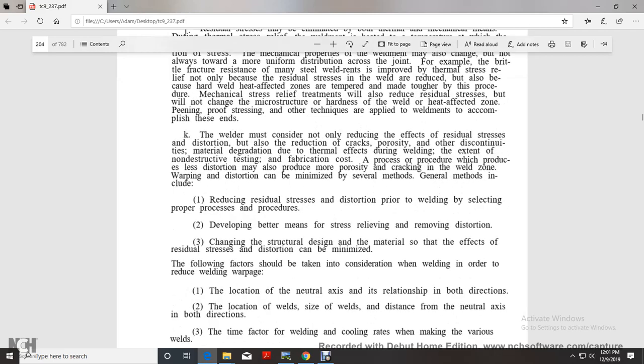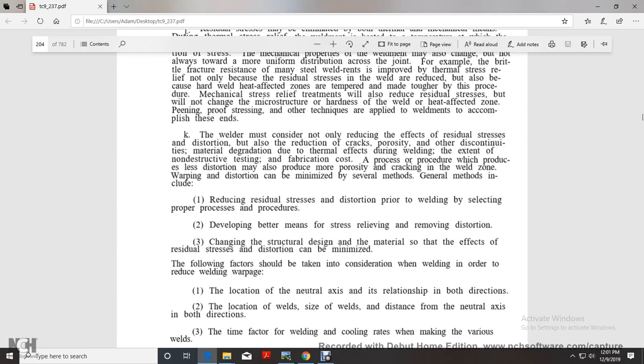The welder might consider not only reducing the effect of the residual stress and distortion, but also reducing cracks, porosity and other discontinuities, material degradation from the thermal effect during welding, and the extent of non-destructive testing. A fabrication procedure that produces less distortion may also produce porosity and cracking of the welded zone.